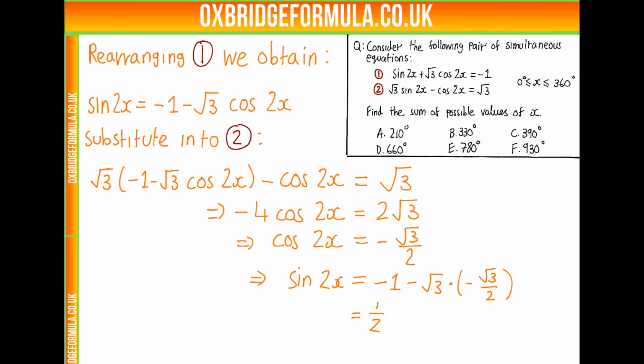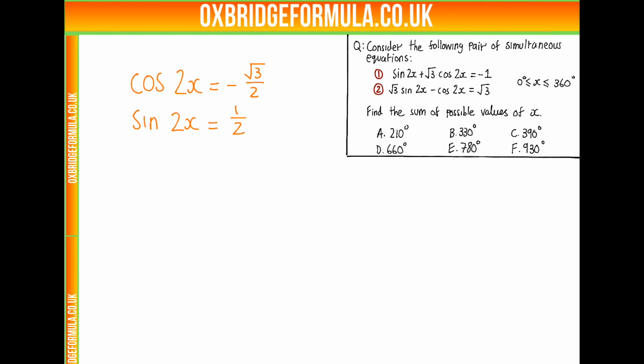So now we know for 1 and 2 to both hold, this needs to hold. Cos 2x has to equal minus root 3 over 2, and sine 2x has to equal a half. So now we simply have to find the x, which makes both of these equations hold. So how do we do that? Well, a graph will be very useful.